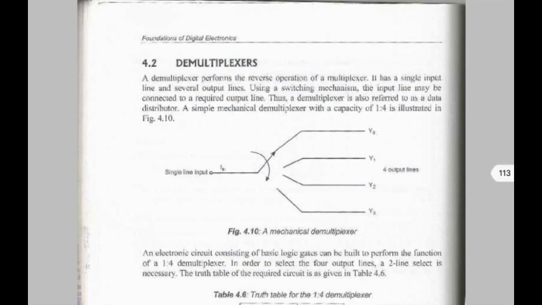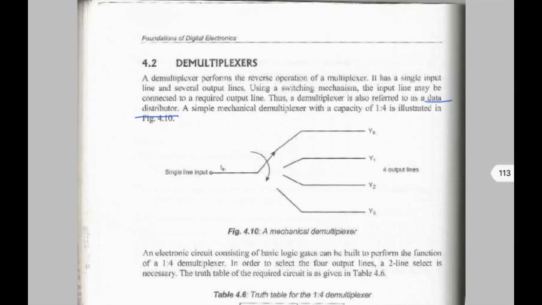A demultiplexer performs the reverse operation of a multiplexer. It has a single input line and several output lines. Using a switching mechanism, the input line may be connected to a required output line. Thus, a demultiplexer is also referred to as a data distributor. So, whenever I ask you in an exam, using logic functions, design a data distributor, don't get scared that I asked you something that you have never seen.